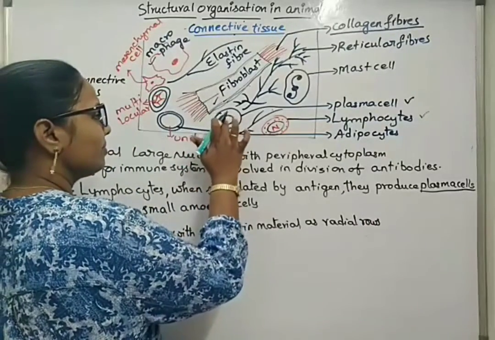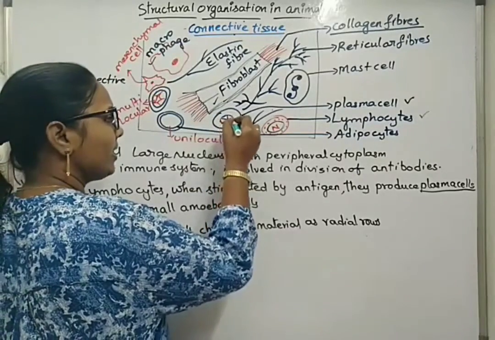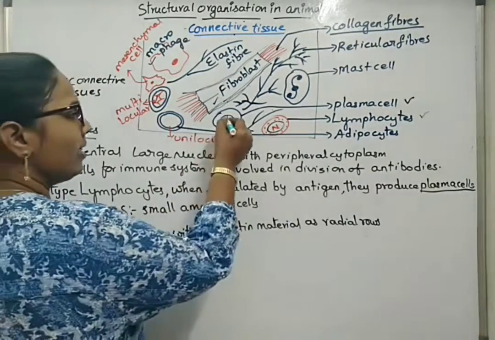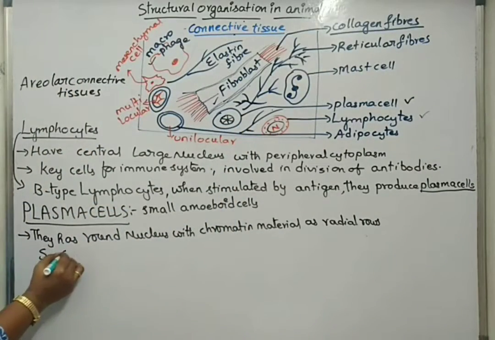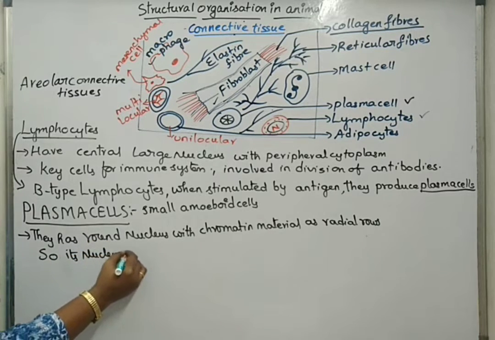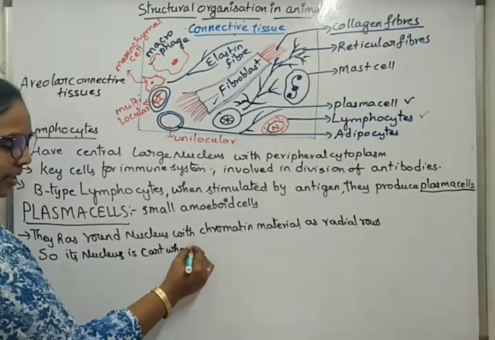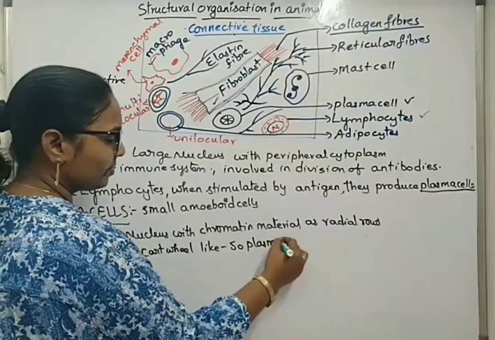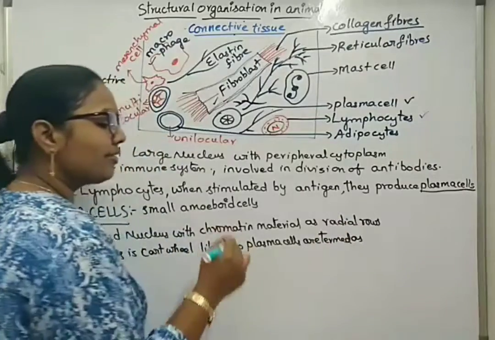See here, this chromatin material is arranged. It is distributed to either side like this. That we term as radial rows. So that we say nucleus of plasma cell is like cartwheel. So its nucleus is cartwheel like. So plasma cells are termed as cartwheel cells.